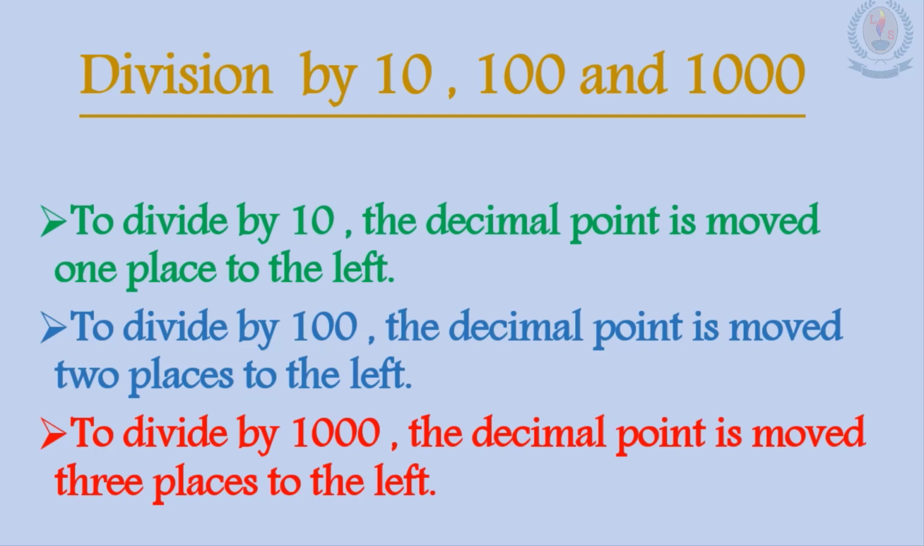So if we have to divide by 100, we have to take the decimal place to left hand side by 2 digits. If we have to divide by 1000, we have to take the decimal place to left hand side by 3 digits.